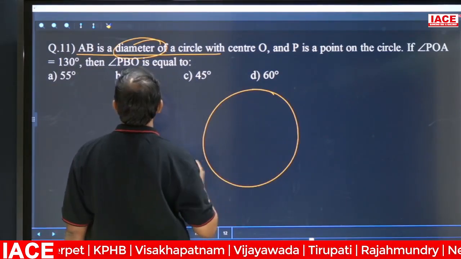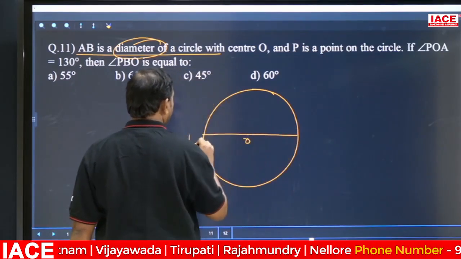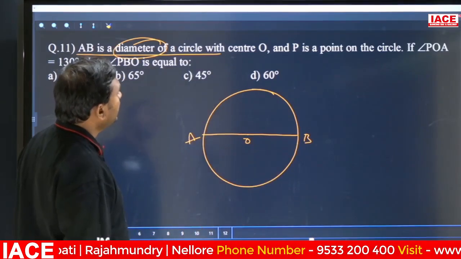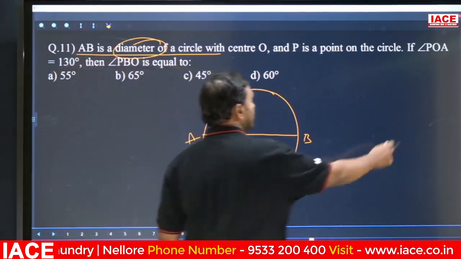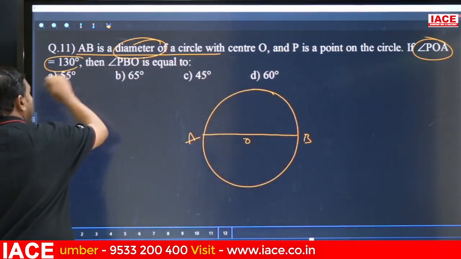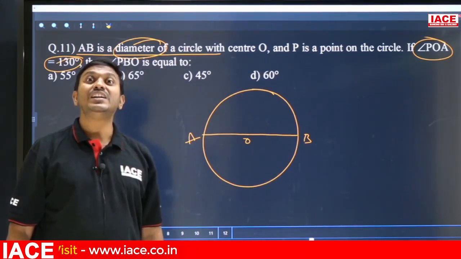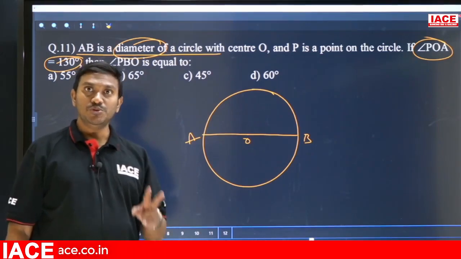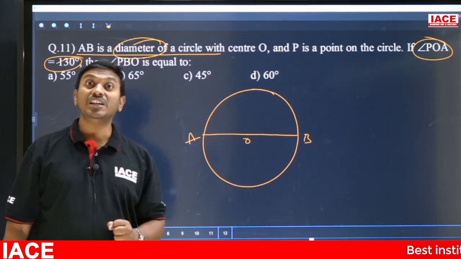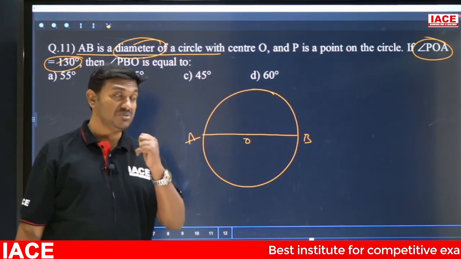In a circle, AB is the diameter. See, POA is given. Another clue also we got. Two clues are there here. POA. O is there means immediately which theorem we have to remember? Degree measure theorem. So two clues are there. One clue is angle on a semicircle is 90 degrees. Second clue is the degree measure theorem, angle at the center. Just we'll see.